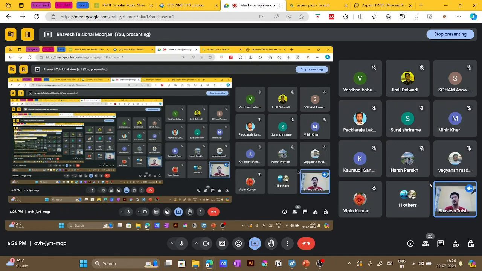So DWSim is a freeware, like Aspen Plus is a kind of commercial software. DWSim is a free process plant simulator. Apart from that, even for heat exchanger design, you might have heard of HTRI and ChemCAD. There are various softwares present to do this kind of process plant simulation, and currently we are diving into Aspen Plus.